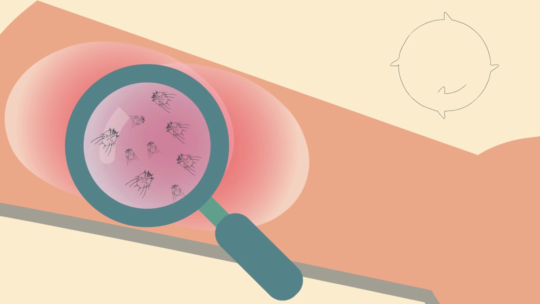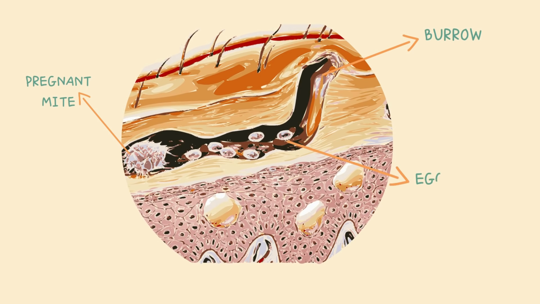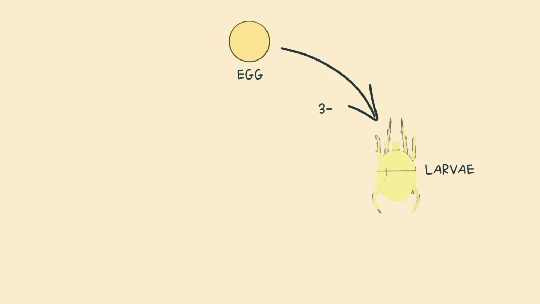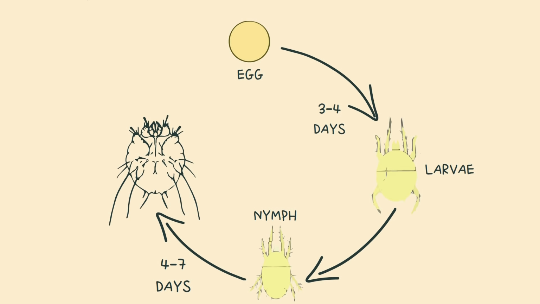The life cycle of the mite is completed entirely on human skin, and it starts when a pregnant mite attaches on the skin. This female mite digs a tunnel-like structure on the human skin which is known as a burrow. This burrow can be up to 1 centimeter long, and the mite lays her eggs along this burrow. Each mite can lay up to 50 eggs during her life cycle. These eggs then hatch into larvae in 3 to 4 days and escape the burrow. The larvae then transform into the next stage in their life cycle known as nymphs, and in the next 4 to 7 days these nymphs mature into adult males and females, hence completing the cycle.